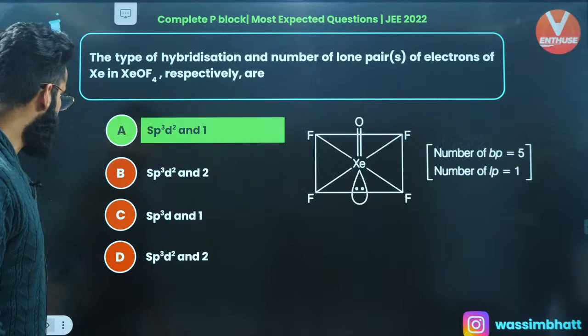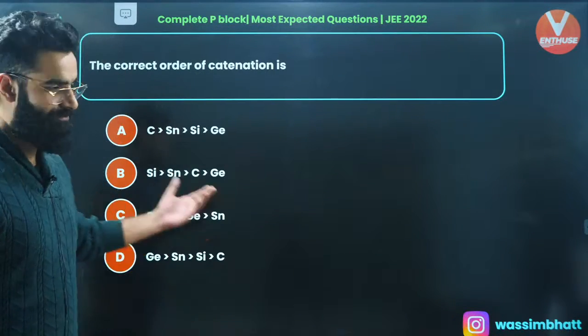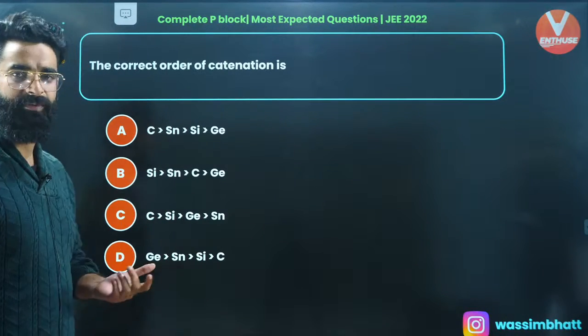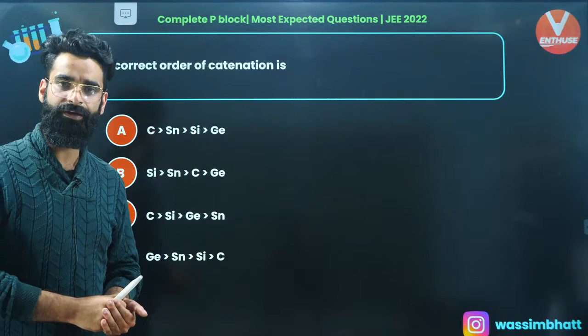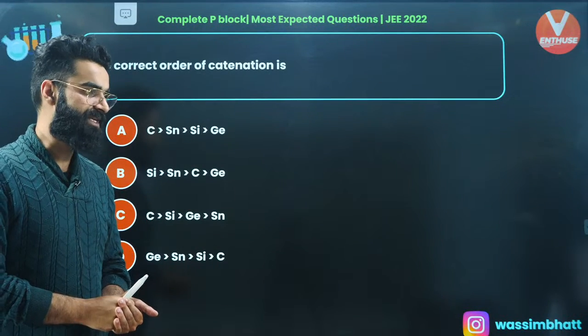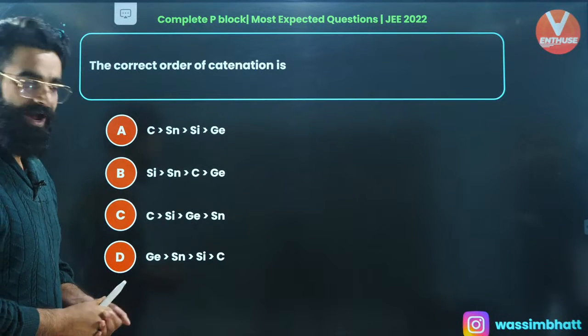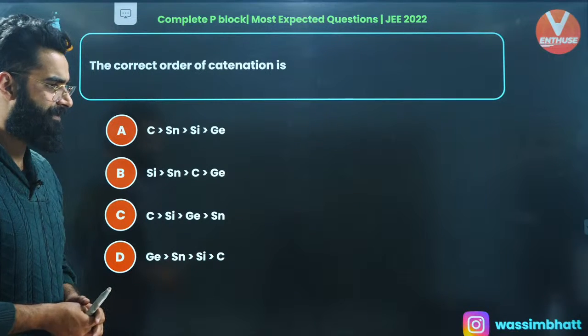Let me quickly move on to one more question, my dear people. The correct order of catenation. Every one of you should know this, right? If you talk about the group 14 elements, the carbon family, carbon has got the maximum tendency to show catenation, right? Because C-C bonds are really very strong as compared to the rest. Perfect. And as we move from top to bottom, size increases, and the tendency to show catenation also decreases, right?